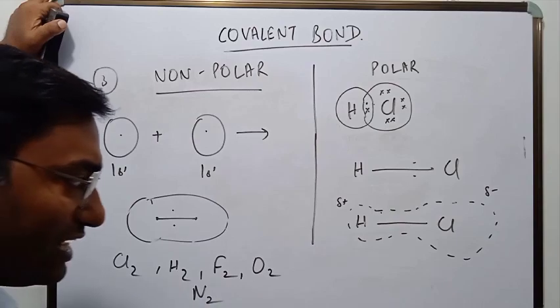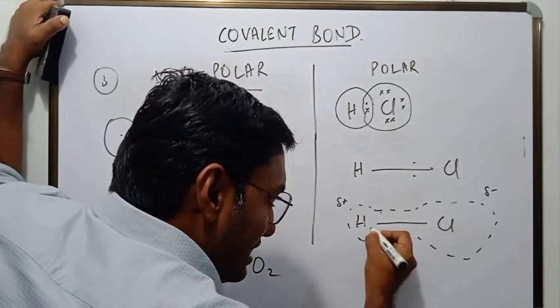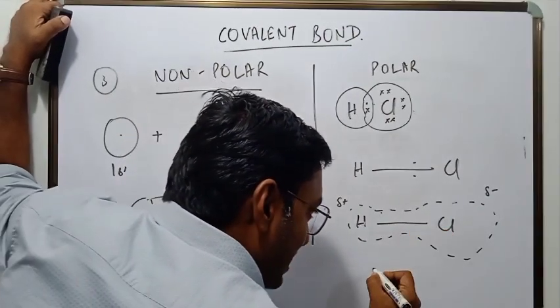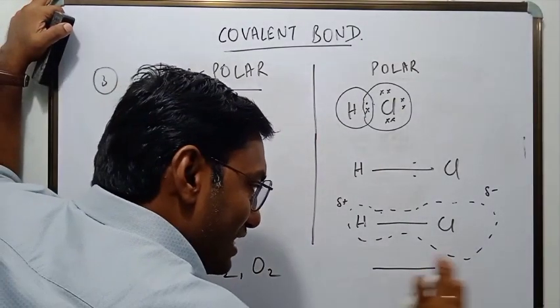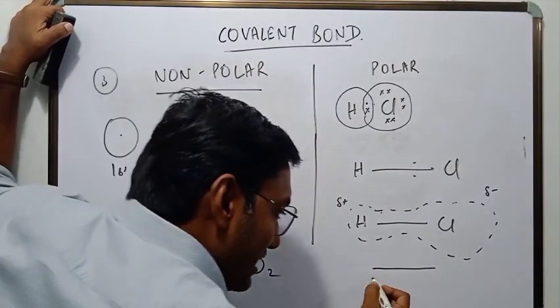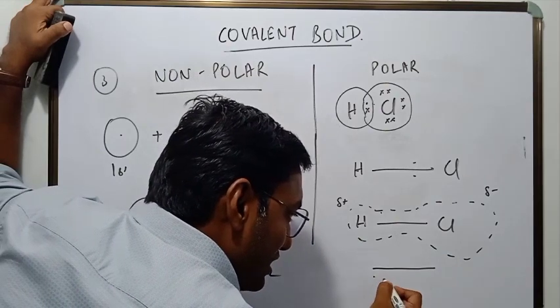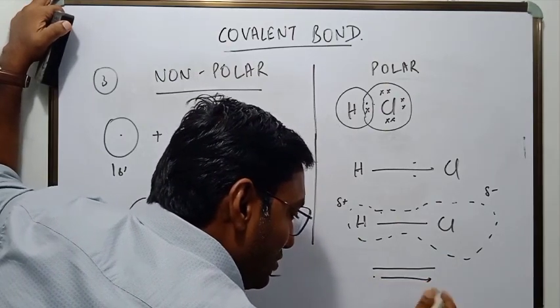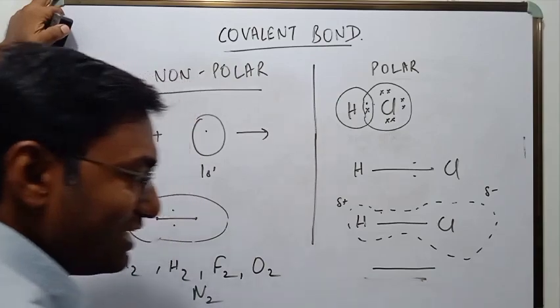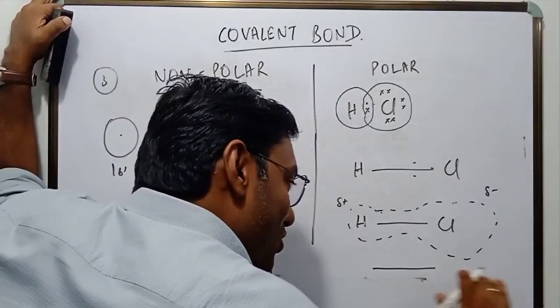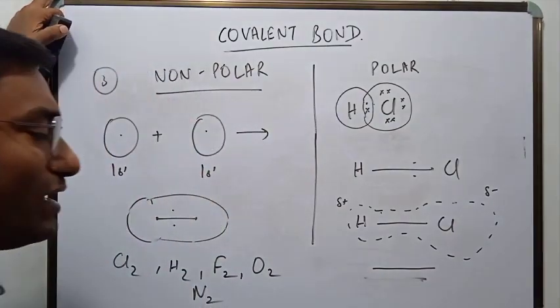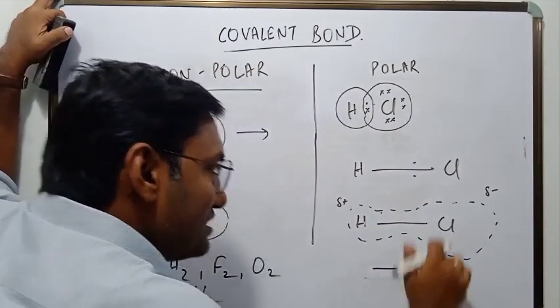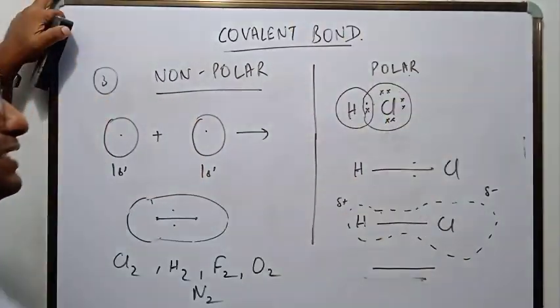Correct? Now this polarity is along the bond length. That means as you go from this position to this position, the magnitude of negative charge would increase. So the polarity is along the bond length. Such bonds are called polar covalent bonds.